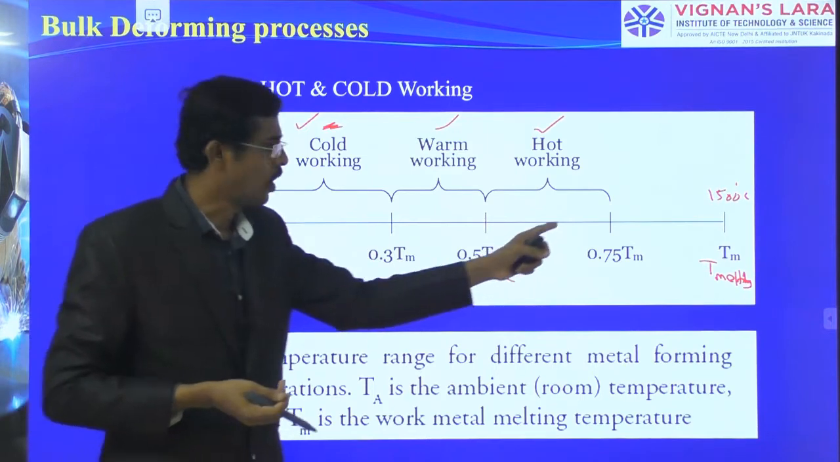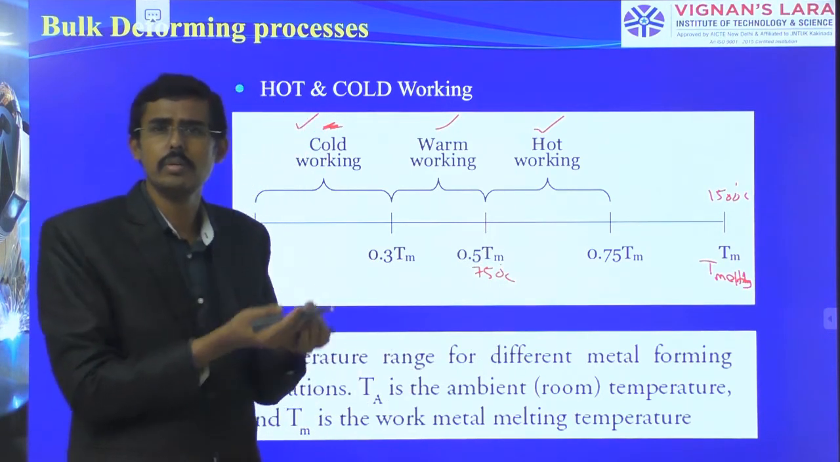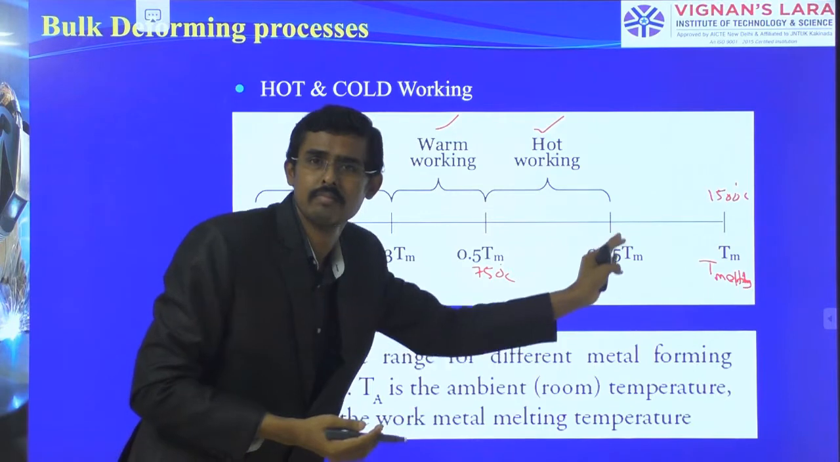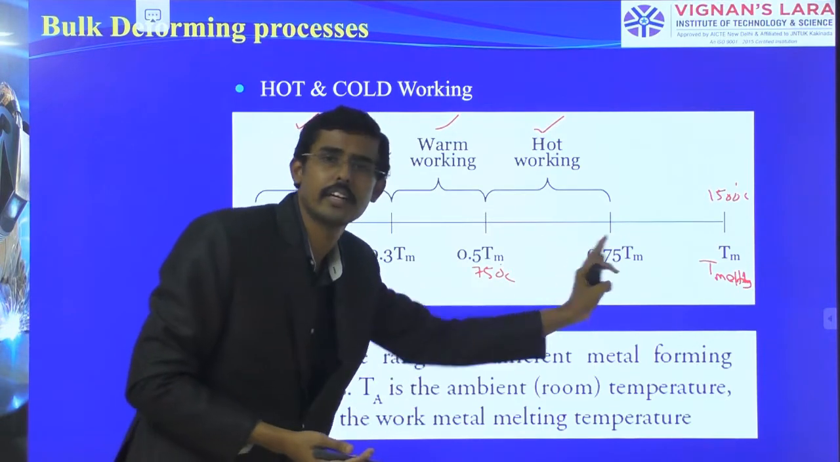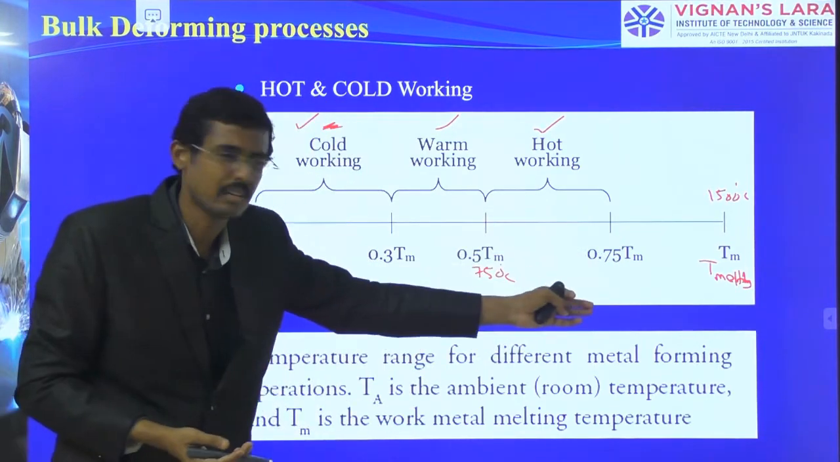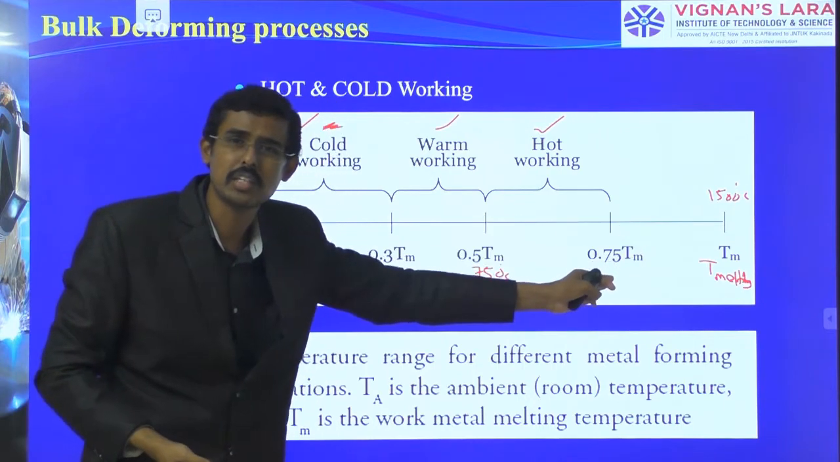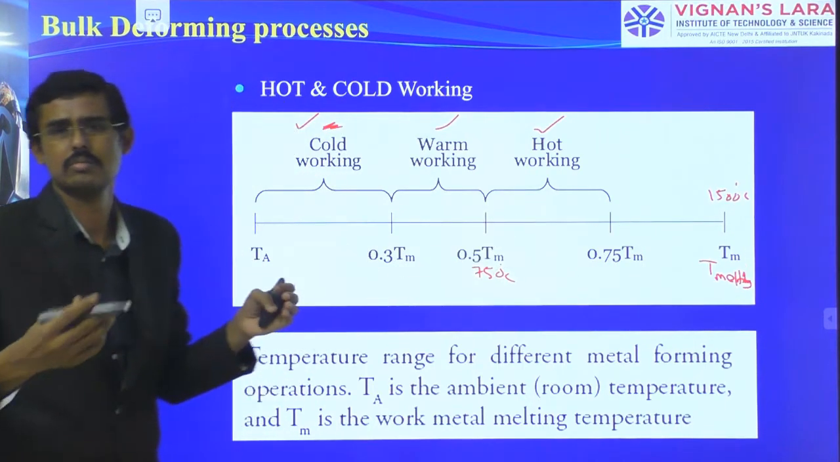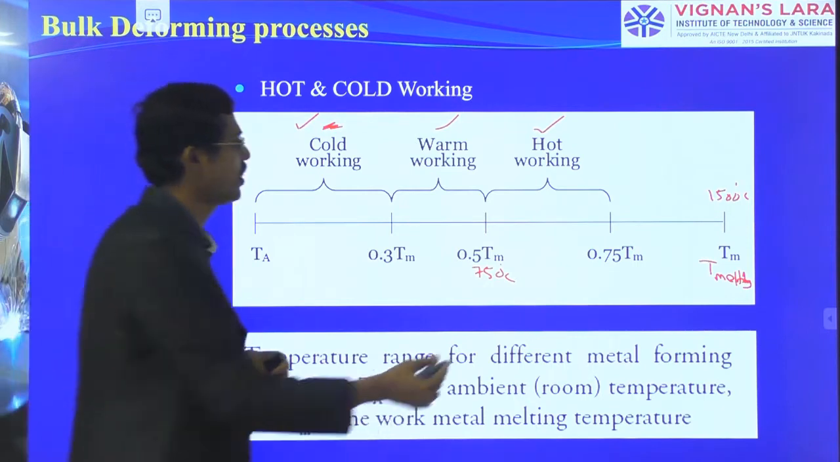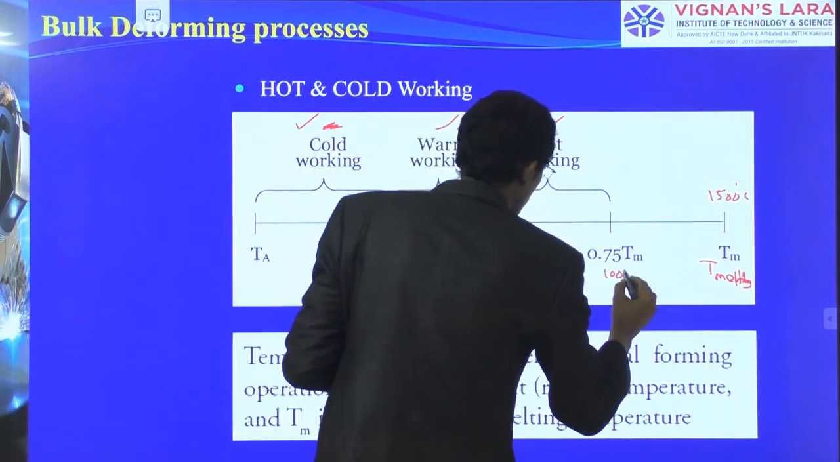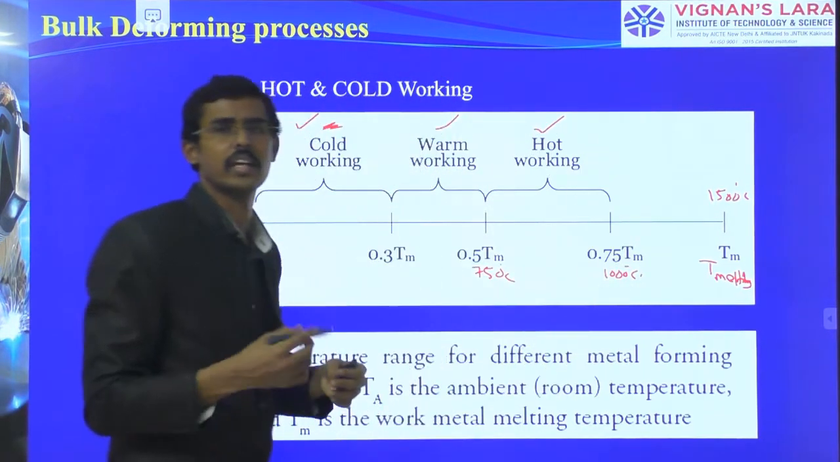Therefore, for the operations we want to do, hot or cold working, we stop here. We do the operation at up to 0.75 Tm, maybe 1100 out of 1500, maybe 1100, maybe 1000, likewise we can consider. So 0.75 Tm may be 1000 degrees centigrade, likewise we can take.